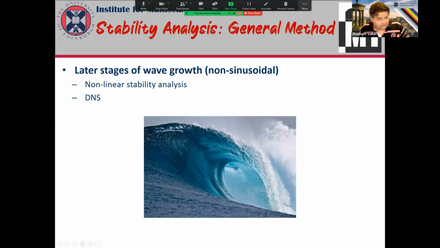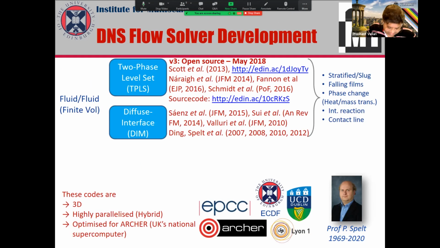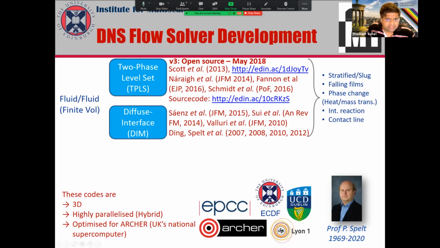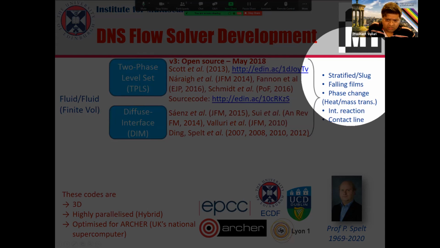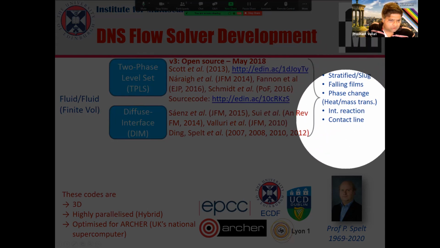You can do a nonlinear stability analysis, but if you do DNS, you will get the whole picture at the same time. Okay, so obviously within my group, we do a lot of DNS flow solver development. As the chair already announced, we have developed something called the TPLS solver, which is very widely used nowadays. We can use it for stratified flows, slug flows, all kinds of things, phase change we are doing. We're also doing interfacial reaction and contact line problems.